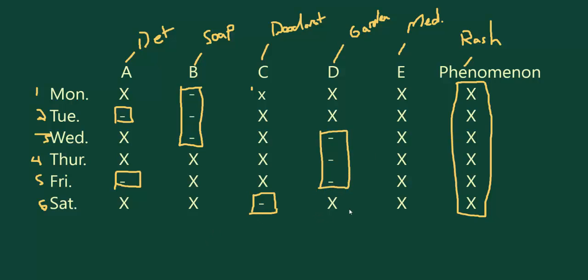Can't be a plant from the garden. But this medication that we take every single day does occur every single time that we have the phenomenon. So probably E is a necessary condition. It is the cause of the rash as a necessary condition. It has to be present in order for us to have the rash. So this is method of agreement.